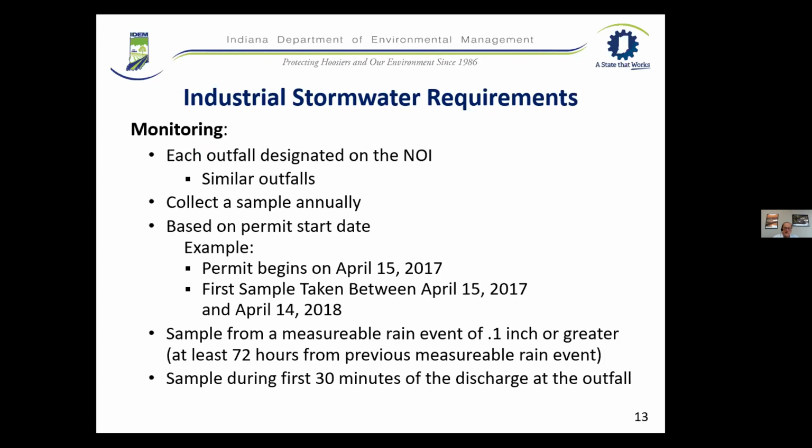So when you submit your NOI, you're going to identify all your outfalls. If for some reason during the permit cycle you eliminate or add an outfall, you need to submit an amendment or a modification by submitting an NOI to us and add or remove those outfalls. All the outfalls identified in the NOI, that's where you're required to sample annually.